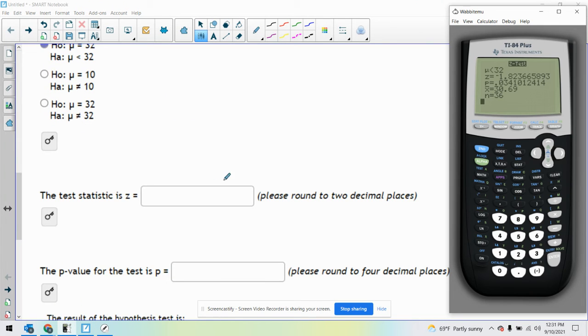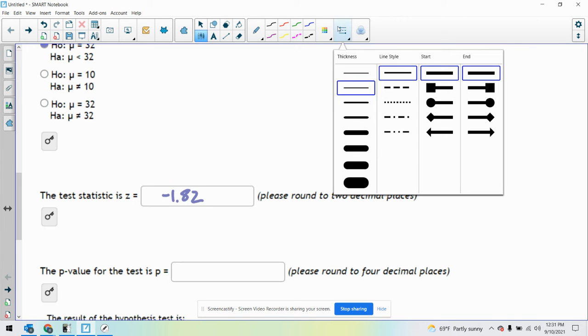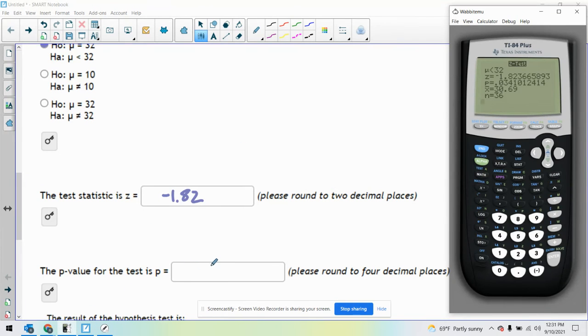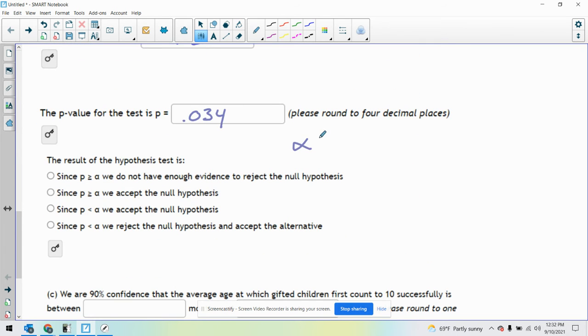So our z-score rounded to 2 decimal places is negative 1.82. And the p-value for this test is 0.034. The significance level alpha is 0.10 from above. So p is less than alpha. When p is low, we reject H0. So we reject the null hypothesis and accept the alternative.